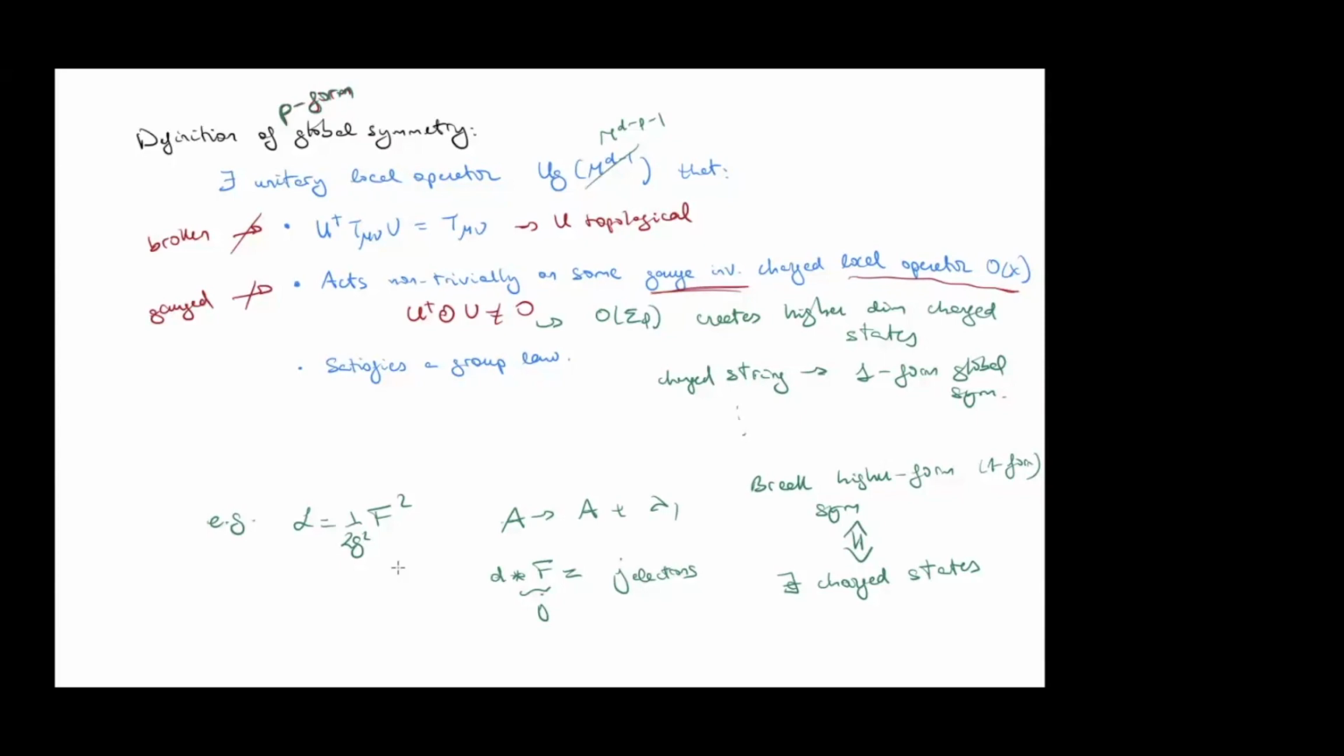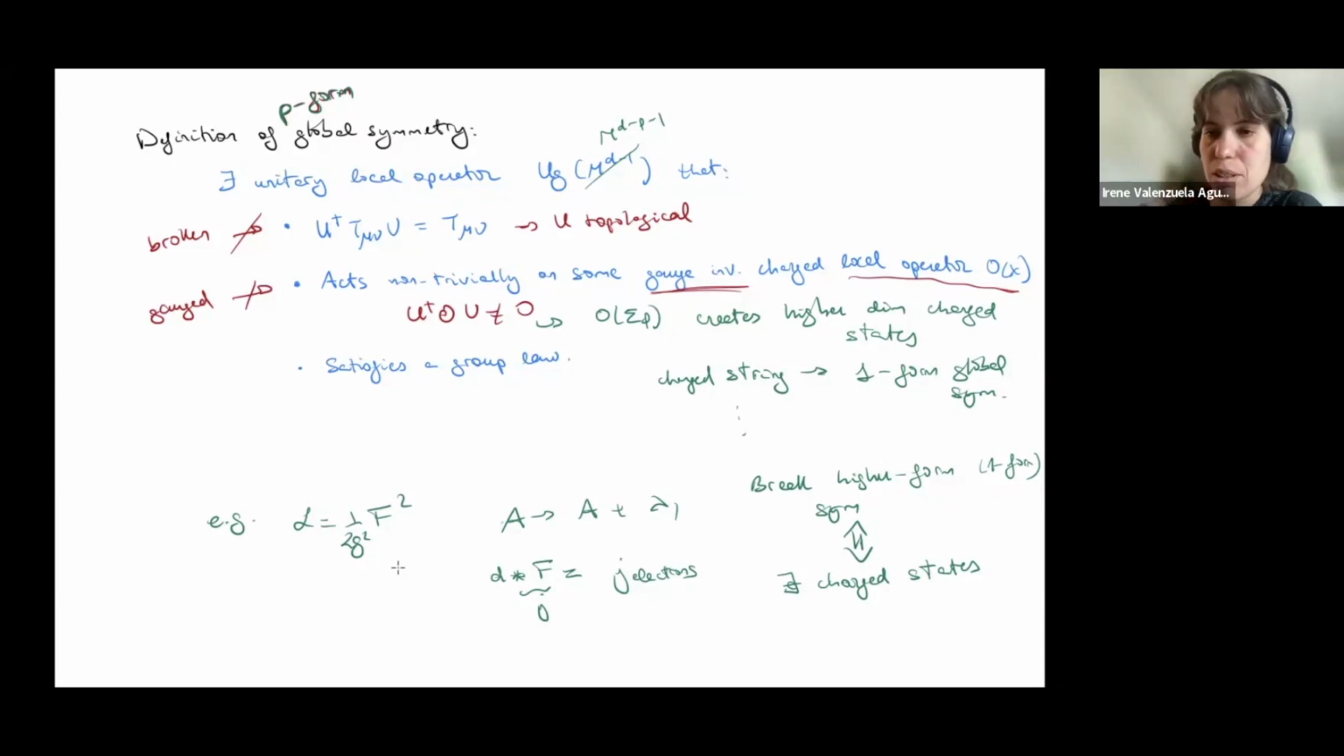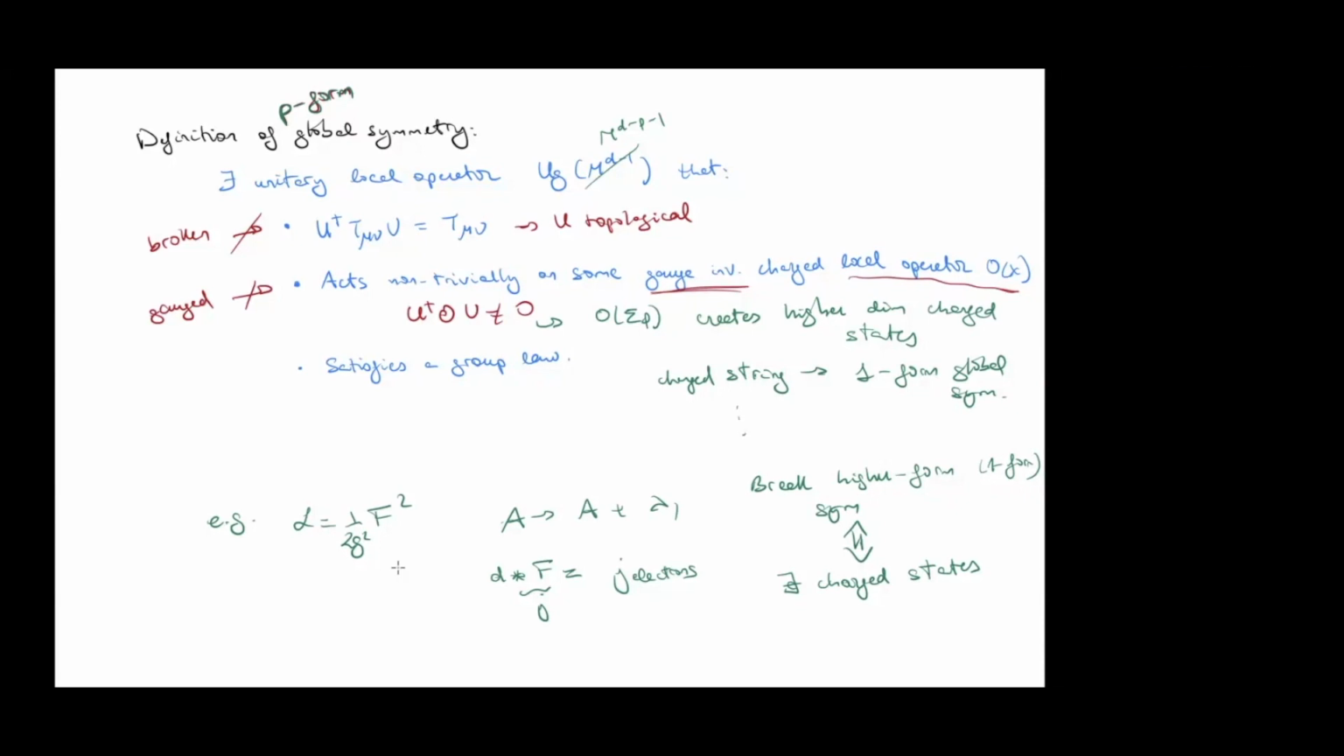So given the energy momentum tensor, how will I find this local operator? Can you repeat? I want to find this operator U. How will I find it? Then I have to check which operator is going to break this symmetry.